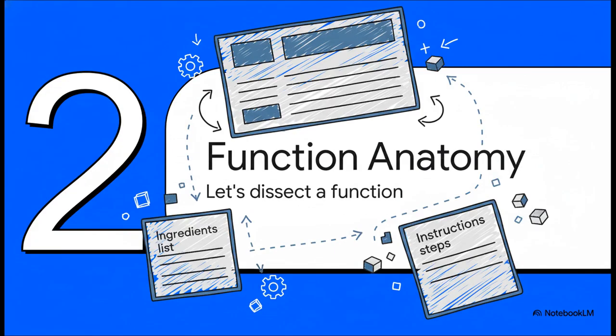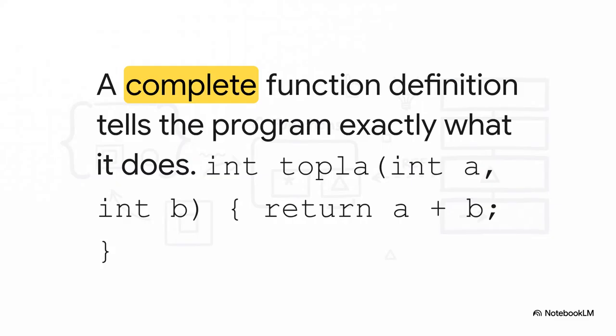So what are the actual ingredients on one of these recipe cards? Let's pop the hood and take a look at the anatomy of a real C function. Here we go. A simple but complete function. We've called it topla, which, fun fact, is Turkish for add. And believe it or not, this one little line tells the computer everything it needs to know to do one specific job: add two numbers together.